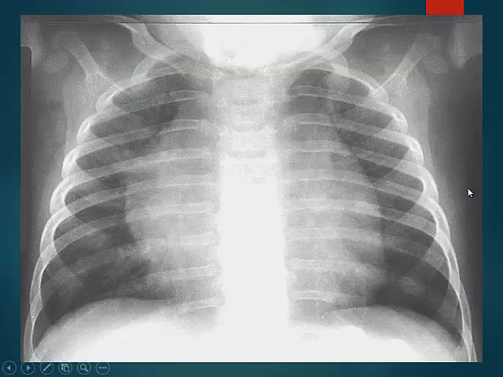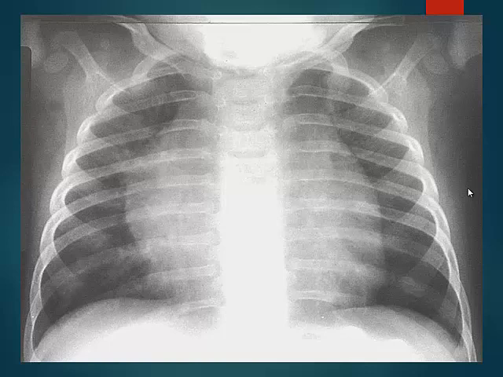Okay, so coming back to the chest radiograph. So what about this X-ray? Whose X-ray is this? Neonatal, infant, newborn X-ray. Is this normal or abnormal? Is it a normal X-ray?